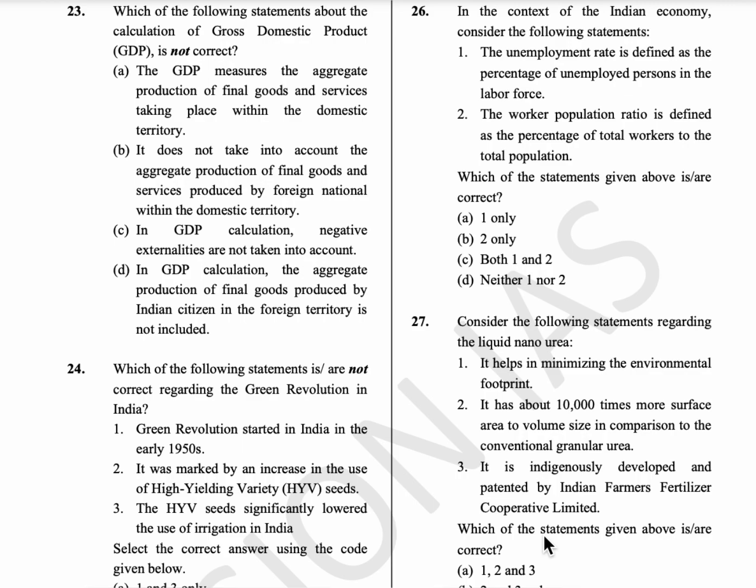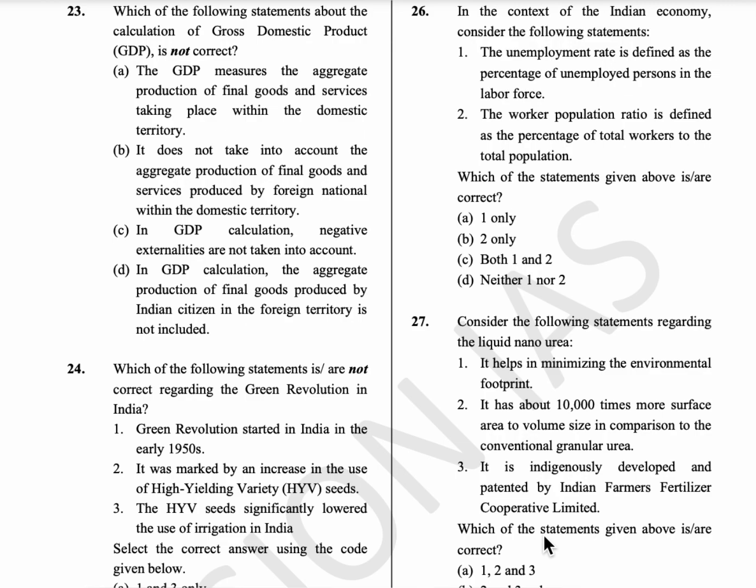So here GDP is the output of all final goods and services within India. So coming to the first statement, GDP measures aggregate production of final goods and services taking place within the domestic territory. The first statement is correct.